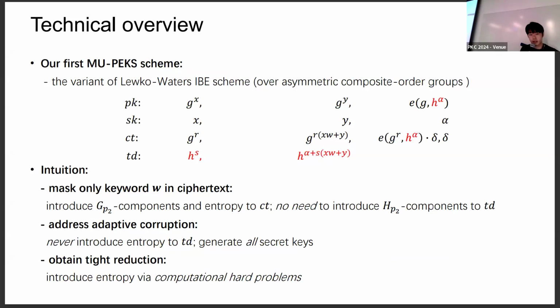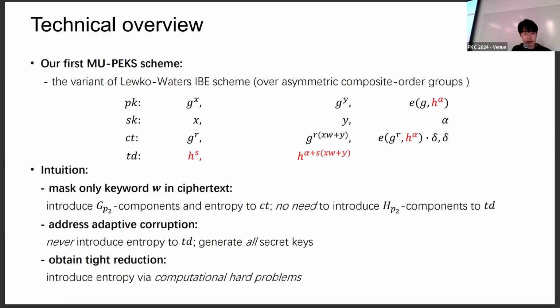This is our first scheme. Basically, our scheme is LW IPE over asymmetric composite order groups. We have the following iteration. First, we mask only the keyword W in the ciphertext. To do that, we introduce GP2 components and entropy to the ciphertext. Also, there is no need to introduce an HP2 component to the trapdoor, which is very useful. It allows us to get a tighter reduction.